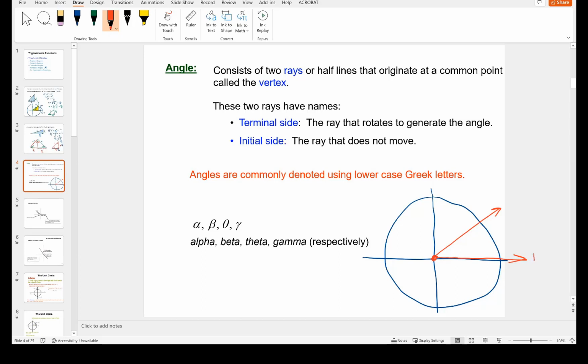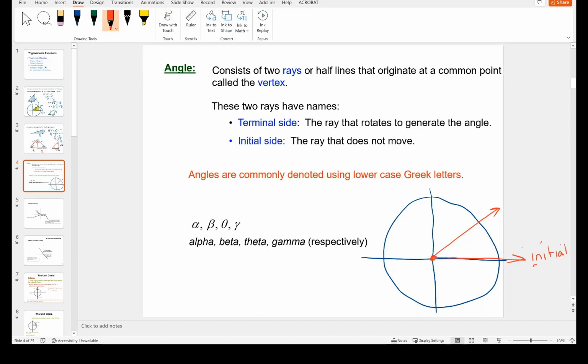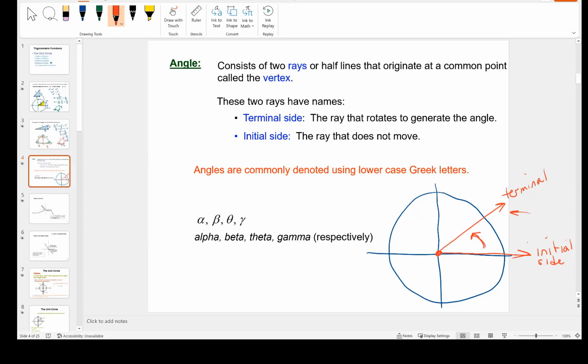They started at a common vertex, and they have names. This is the initial side, and this is the terminal side, because I'm saying I'm going that direction. So I'm starting at 0 and I'm going to whatever that angle is. So the initial side is the side that doesn't move, which we're going to say right now is 0. And the terminal side, I'm moving this side right here into whatever angle I want, and that's the terminal side.